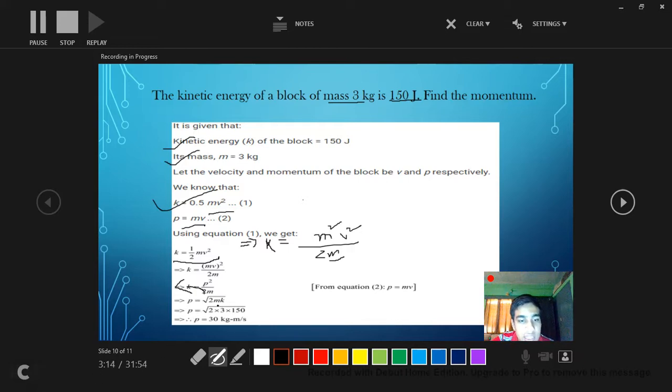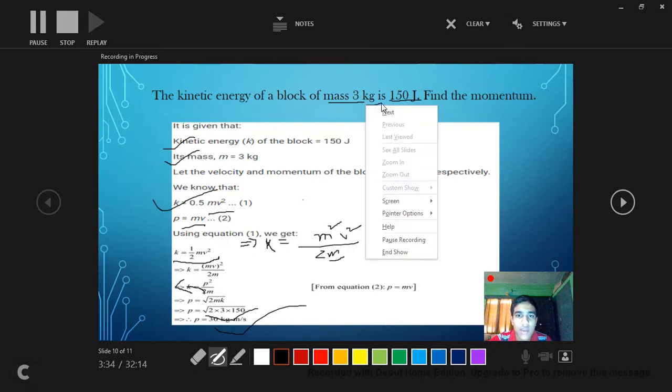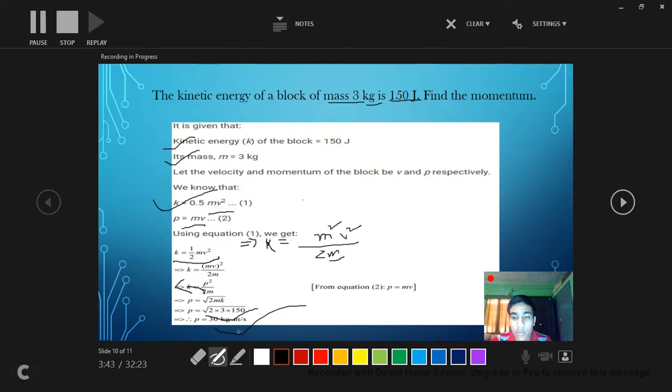So m is given 3, k is the kinetic energy that is given 150, and 2 into. So if you take out the square root of it, you can try it. The answer will be 30 kilogram into meter per second. Okay, why is it kilogram here? Because here it is mentioned kilogram, otherwise we could have taken gram. That's why we have taken kilogram. So p, momentum, is 30 kilogram into meter per second.